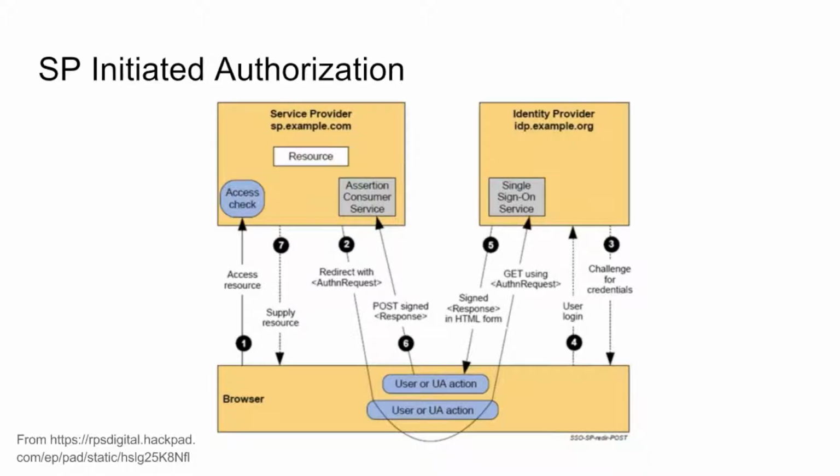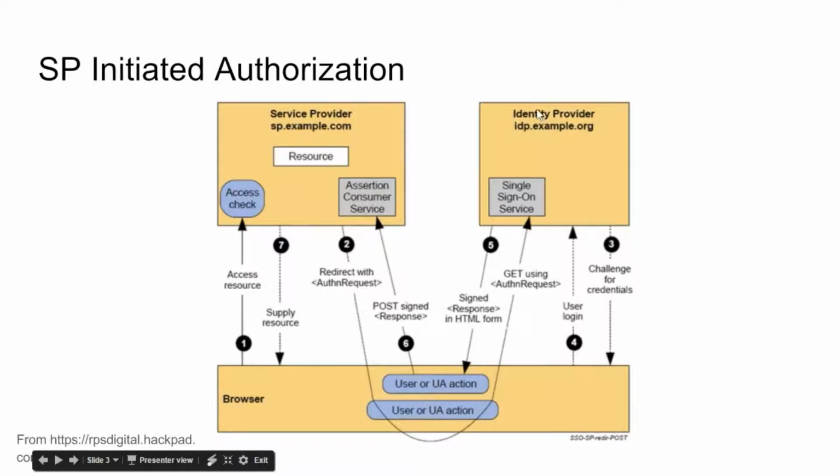For LabKey, we've implemented what's called SP, or Service Provider Initiated Authorization. And to show this, what would happen is the user in a web browser wants to access a resource, and LabKey, acting as the service provider, sees that the user is attempting to authenticate via a SAML request. The service provider sends a redirect to the user's browser to then redirect to a SAML identity provider. The identity provider presents its login screen, which is a challenge for credentials.